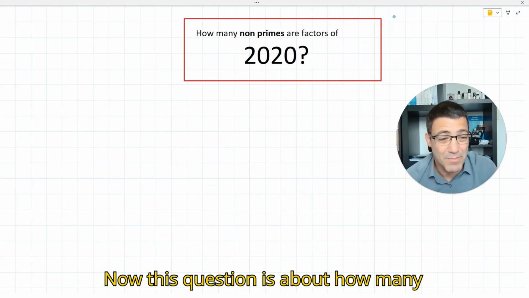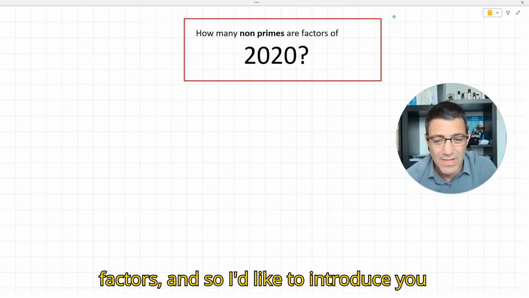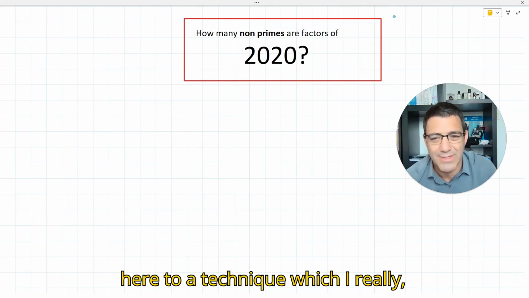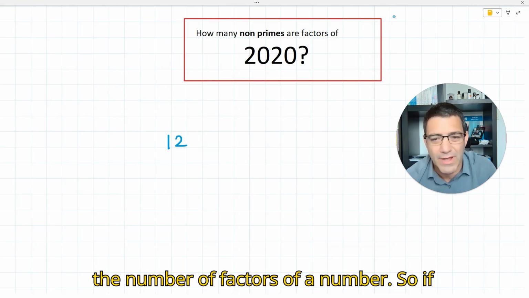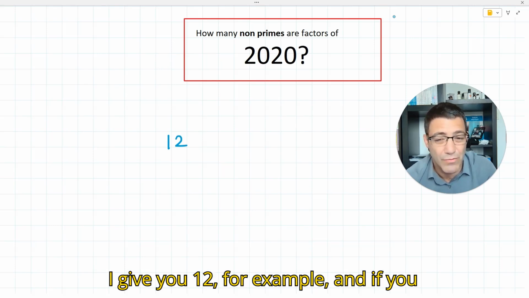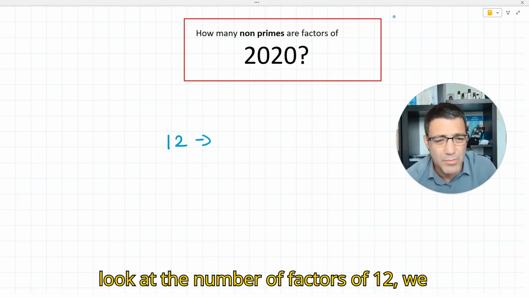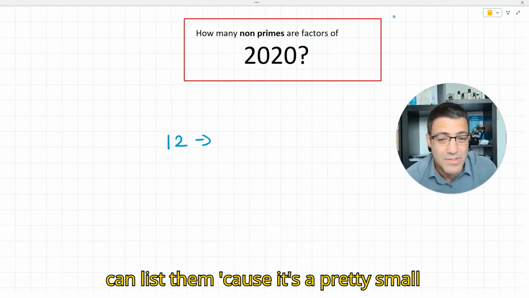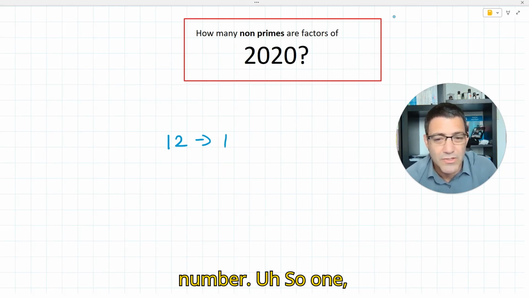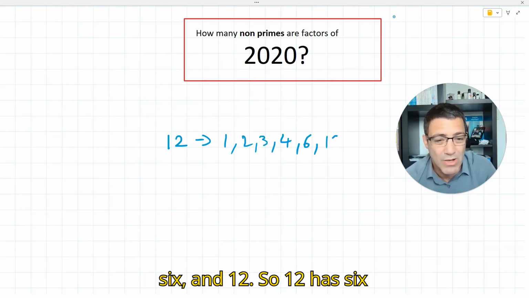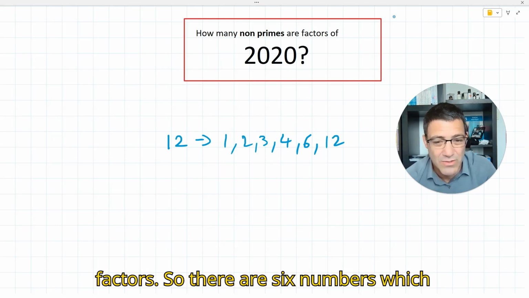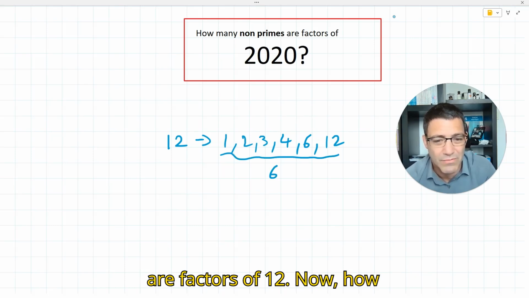Now this question is about how many factors, and so I'd like to introduce you here to a technique which I really like, and it's about how we find the number of factors of a number. So if I give you 12, for example, and if we look at the number of factors of 12, we can list them because it's a pretty small number. So 1, 2, 3, 4, 6, and 12. So 12 has 6 factors. So there are 6 numbers which are factors of 12.